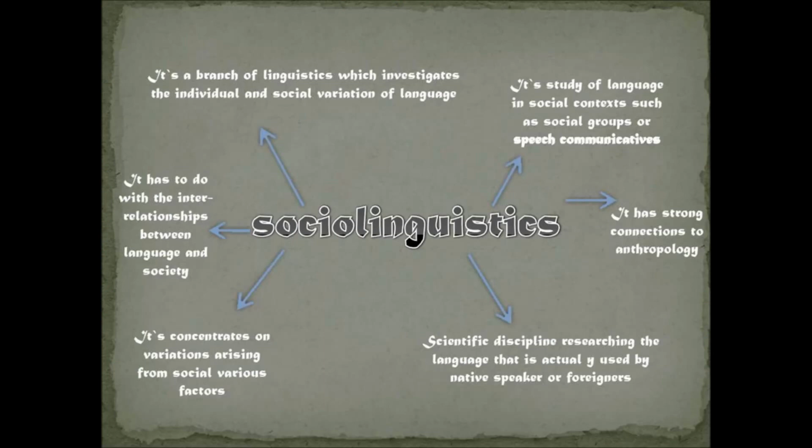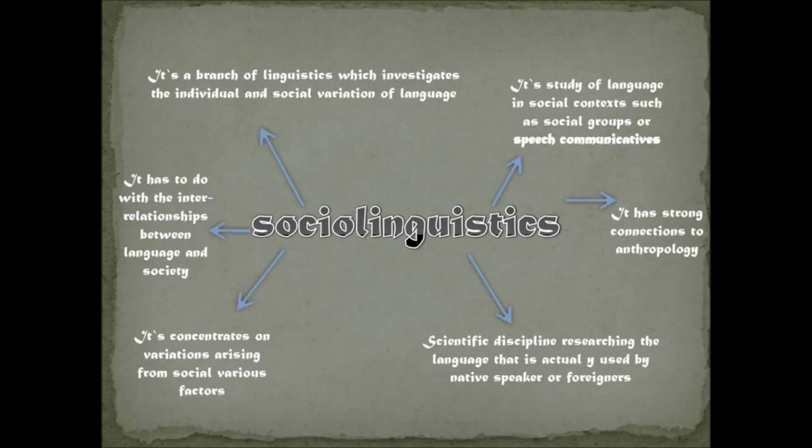Today, sociolinguistics is a very prominent branch of linguistics which investigates the individual and the social variation of language. It's the study of language in social contexts, such as social groups and speech communities. It has to do with the interrelationships between language and society.